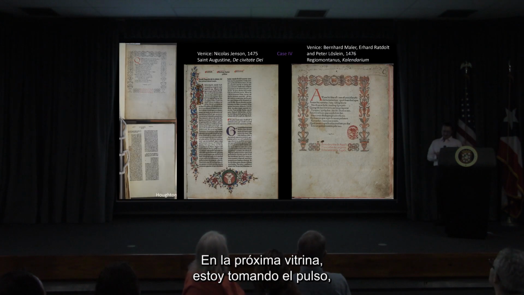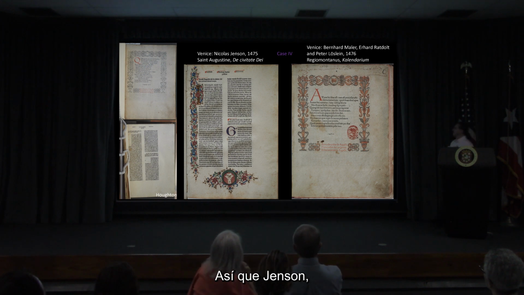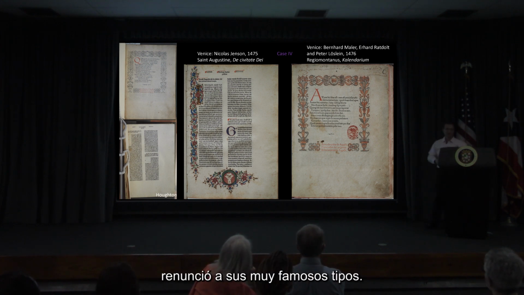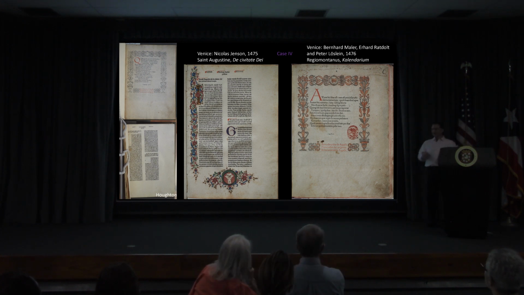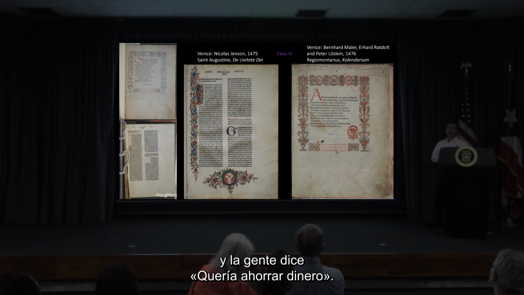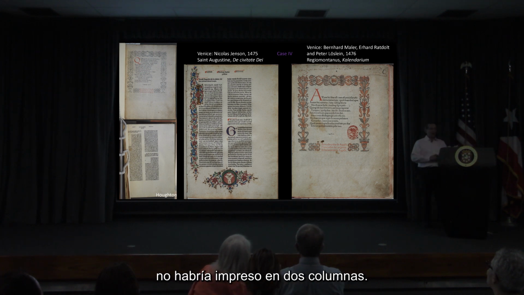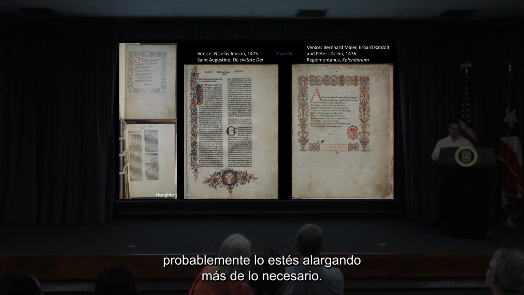The next vitrine here, I'm taking the pulse as well as foregrounding the revolution. So Jenson, a minor revolution in his own world, gave up his very famous types. So the Roman types are out the window. And people say, oh, he wanted to save money. Well, if he really wanted to save money, he wouldn't have printed in two columns. That's one sure way in which you're not saving any money. In fact, you're probably making it longer than it has to be.